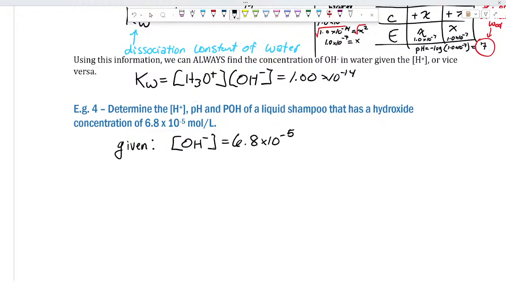So if we know that the concentration of OH minus is 6.8 times 10 to the negative 5, let's find the concentration of H3O plus. Well, that's easy. The concentration of OH minus times the concentration of H3O plus always equals what?